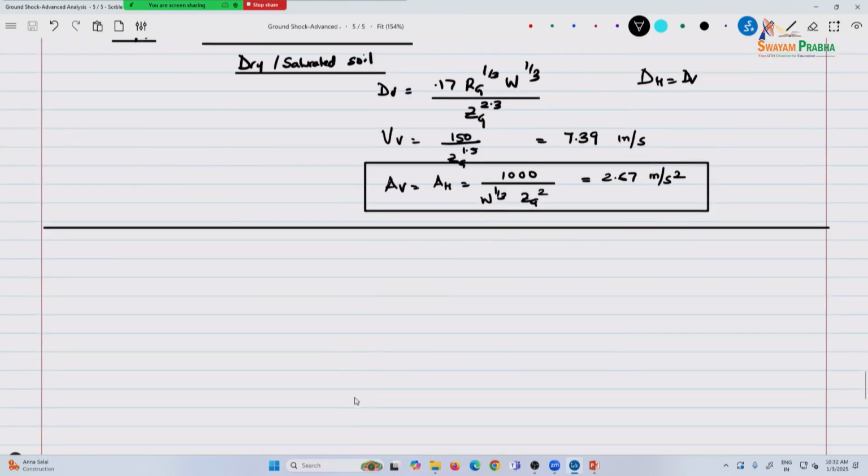So yeah, you can combine them in the load combinations. Yeah, you can combine both of them in the load combinations.